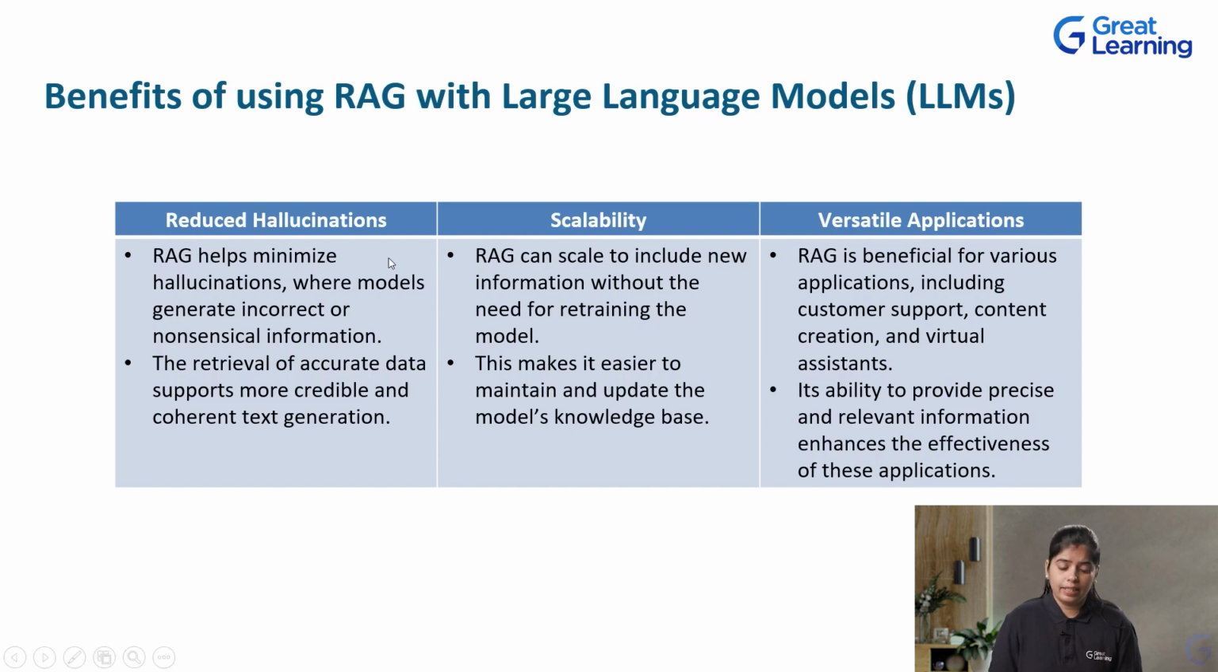Next one is scalability. You can see on the screen that RAG can scale to include new information without the need to retrain the model. Meaning you do not need to train the model again and again. If you are working on some information and get more, up-to-date information later, because RAG works on up-to-date information, it can include that new information, but there is no need to work on training the model again. So without retraining the model, we can scale to include the new information.